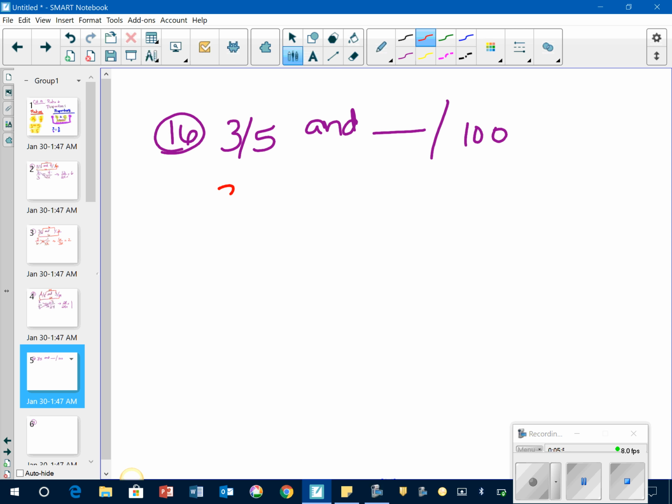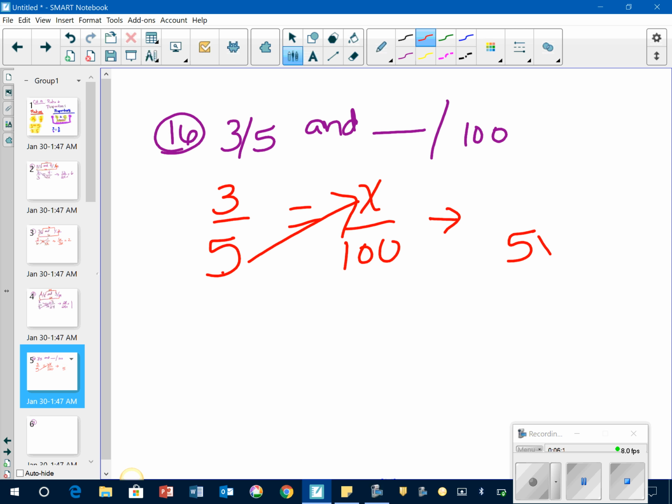Number 16, 3 over 5 equals 2x over 100. So you multiply whatever you multiply. Remember, it doesn't matter where the x is at, as long as when you multiply that number by the x, it always goes on the bottom. So 5 times x would be 5x. 3 times 100 would be 300. And then you're going to take 300 divided by 5, and your answer is going to be 60.